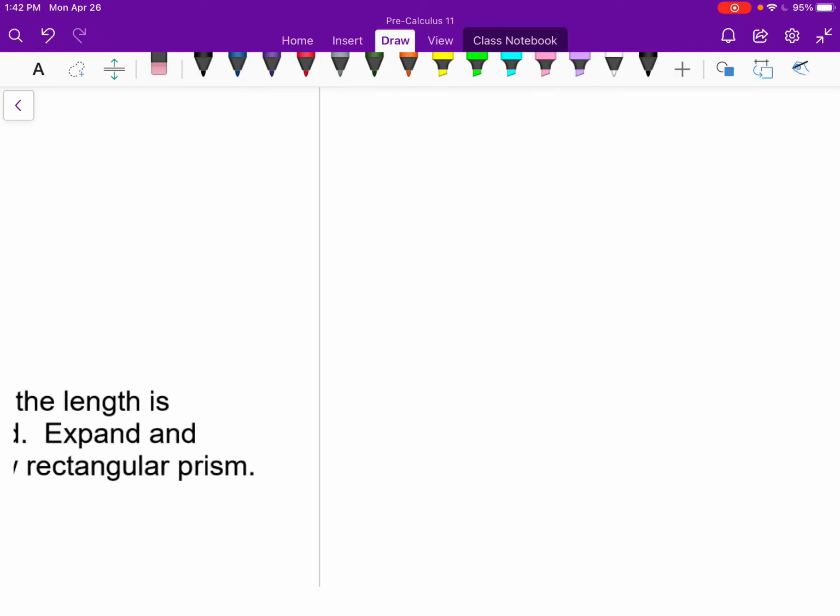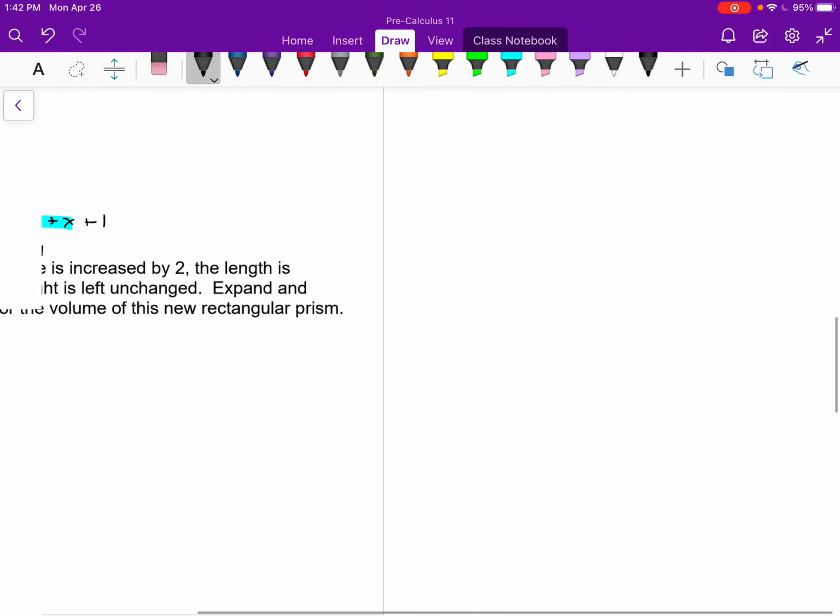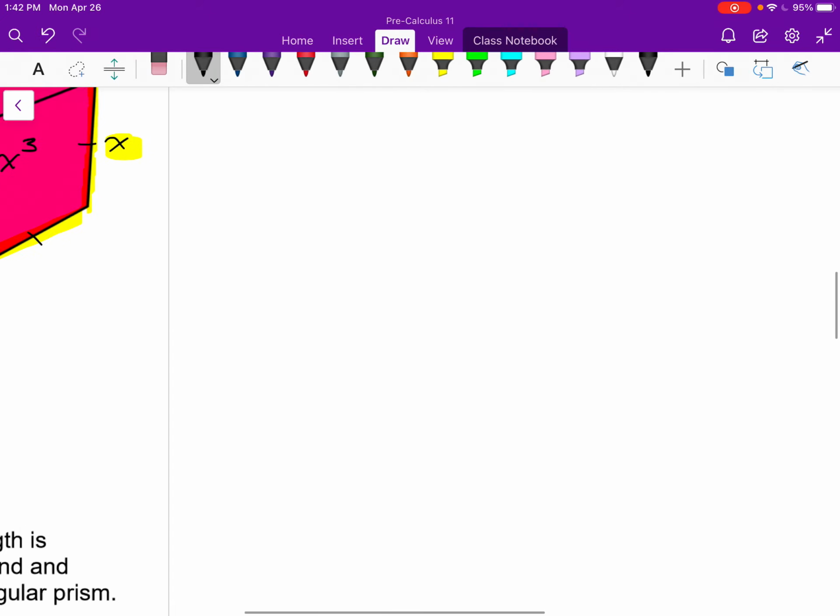Let's say I want to do 3x minus 4 all squared without just FOILing the whole thing out. So I know the first term is going to be 3x times 3x, which is 9x squared. I know the last term is going to be minus 4 times minus 4, which is positive 16.